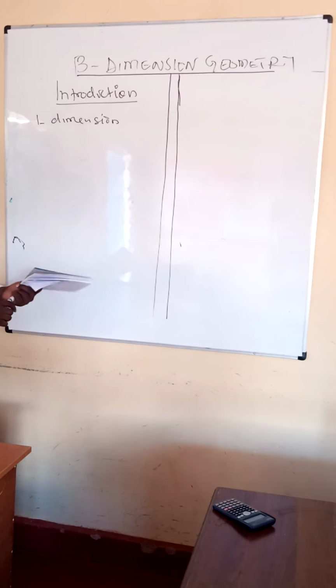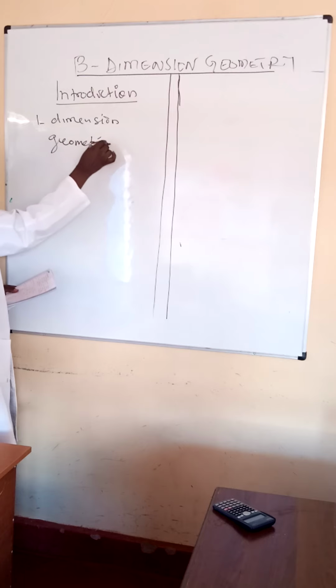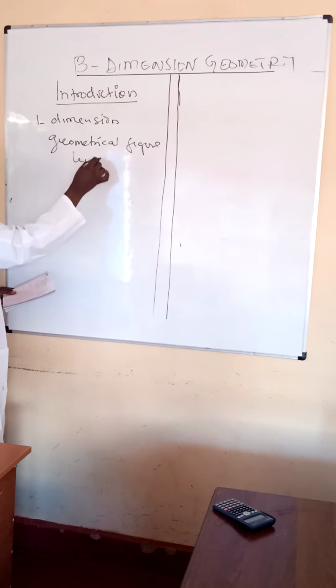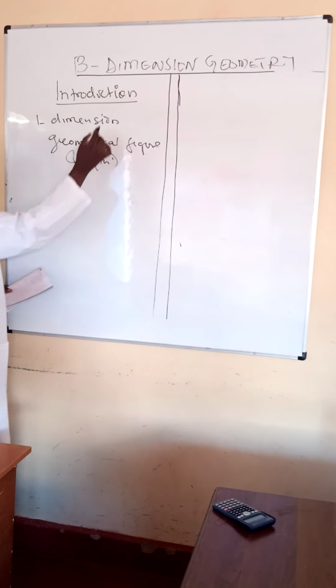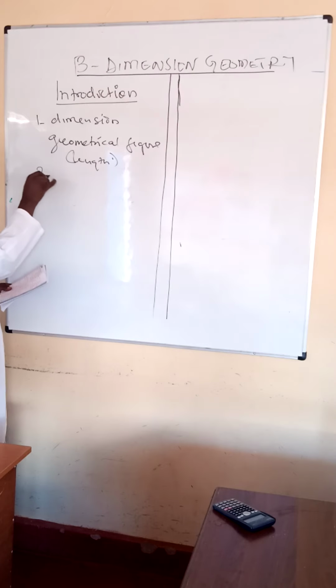When we say one dimension, these are geometric figures that have only length. They are geometric figures with only length. That's why we are calling them one dimension. So we look at what is two dimension.